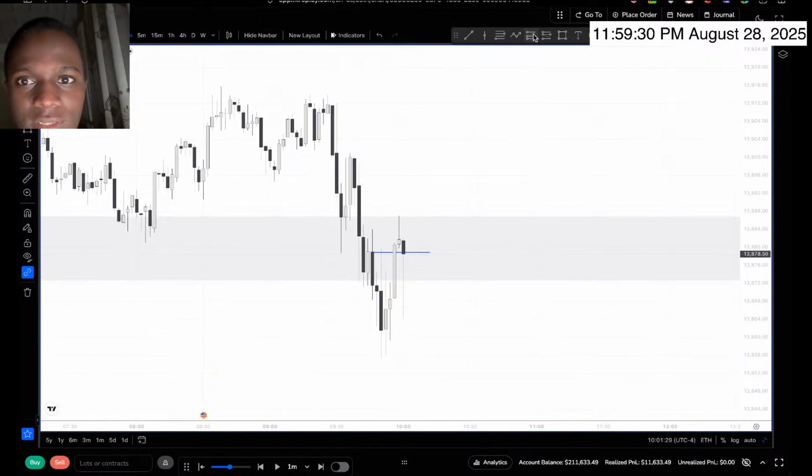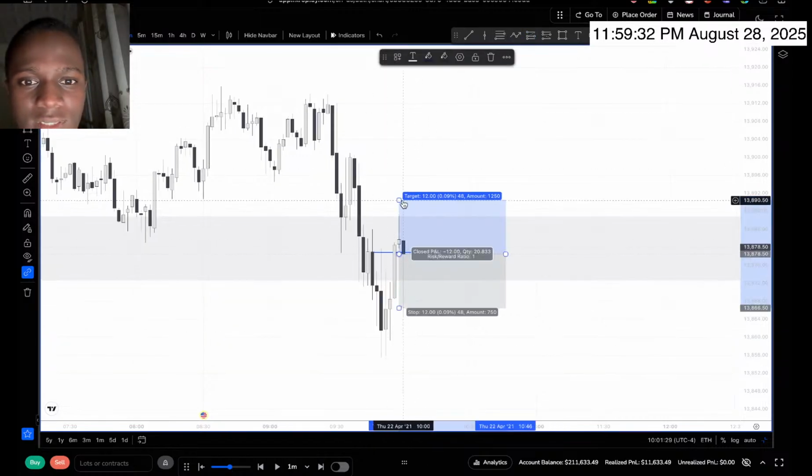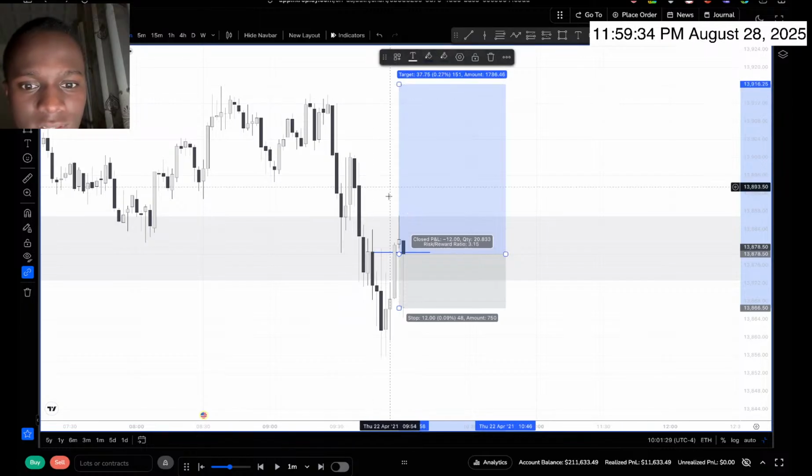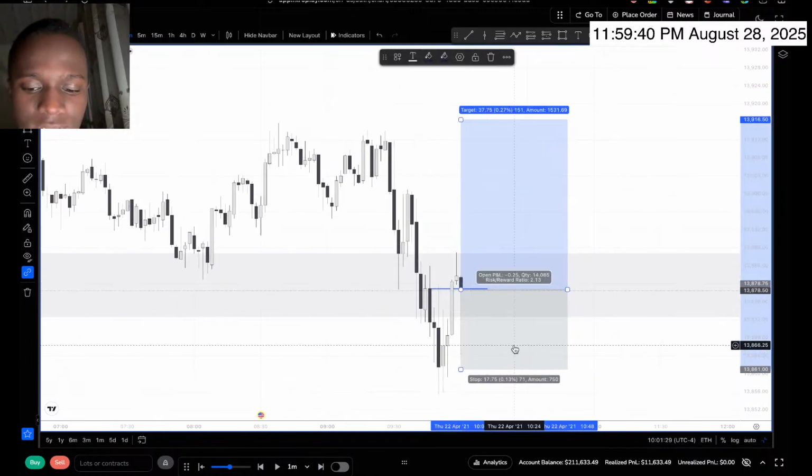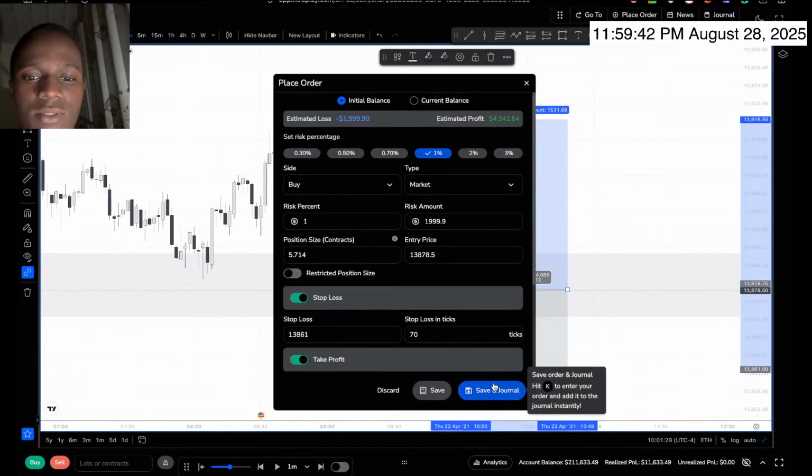So here, let's place in some buys. Target these highs there. Stop will be at the low here. Let's risk 1%.